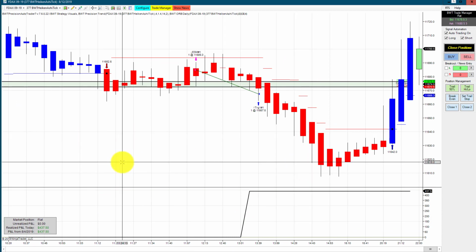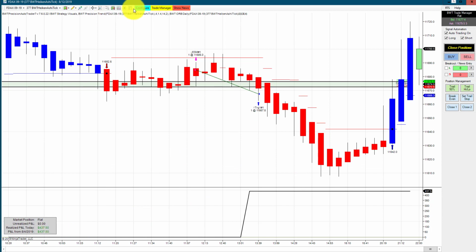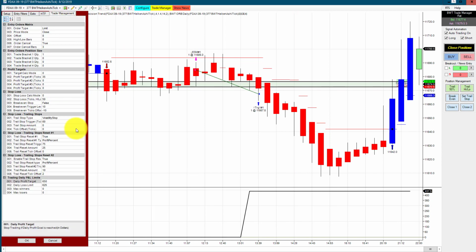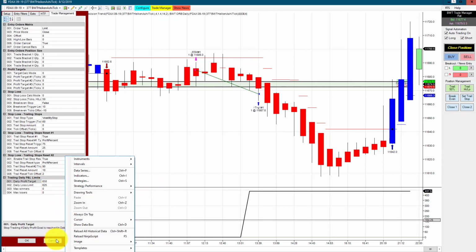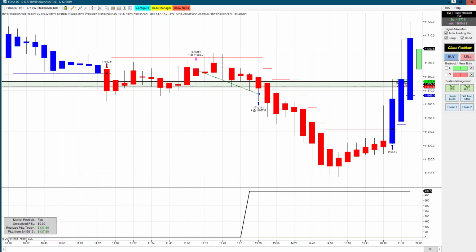This has always been a strong performer, and it hit its goal today, 437.50, a little bit shy of its goal actually, but still a nice gain for the day.